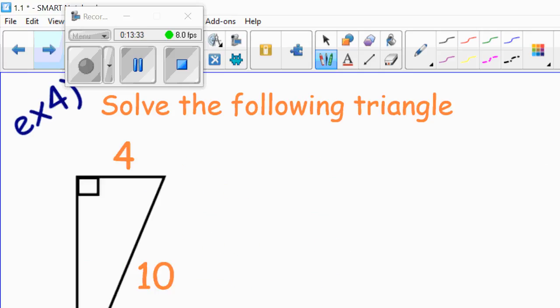Let's do another one. How is this different than the last problem? We have C. We have C. We're looking to find a leg. What do you want to call it? A or B? Doesn't matter.